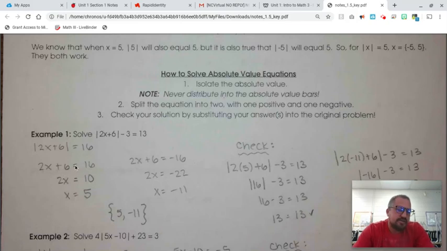So 2x plus 6 equals 16. We would subtract 6. You get 2x equals 10. Then we would divide by 2. And x equals 5. That's our first answer. Our second answer, 2x plus 6 equals negative 16. We would subtract 6 and get negative 22. So 2x equals negative 22. Then we would divide by 2 and get x equals negative 11. So now we've come up with our second answer. So our answers are 5 and negative 11.